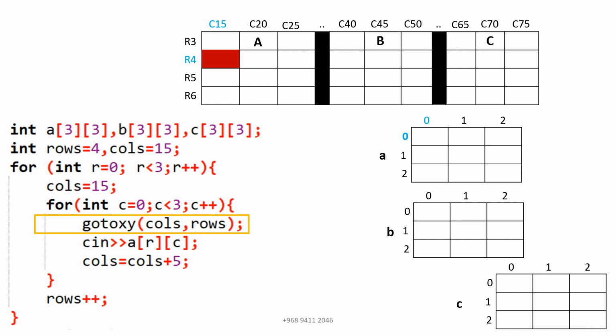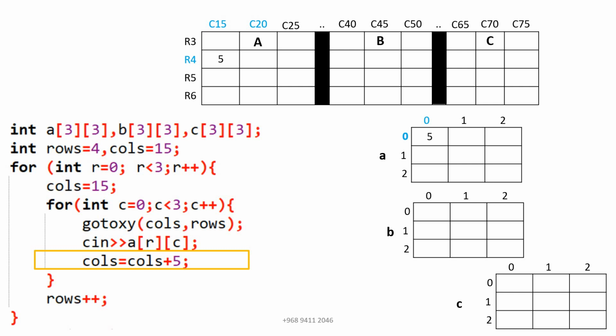I have highlighted this cell on the above table, and the next statement is cin into A of R comma C. R is the index that is used to control the row index, and C is used to control the column index, and it will take the input. Okay, and it will store it into the variable A of 0 0. It will display the cursor on column number 15 and row number 4.